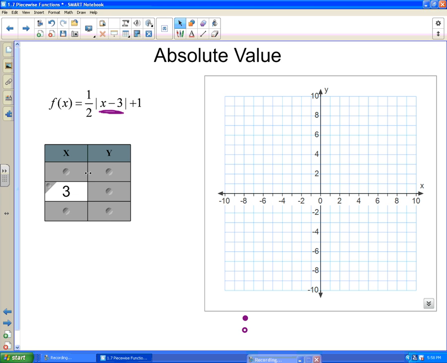If I plug in a 3 here, a 1 is going to come out, so my vertex is at the point 3, 1. So I'm going to go ahead and plot that. This is going to be my turning point, 3, 1. So either I'm going to go up or I'm going to go down from this point. So let's see what happens.